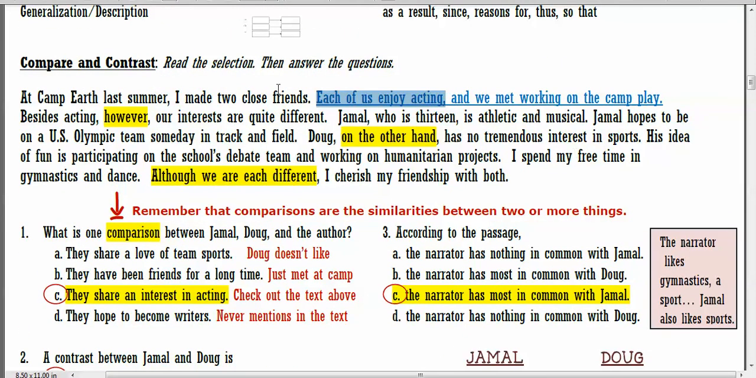A couple other things I want us to note here. You can see that I highlighted however, on the other hand, and although we are different. These again are signal or keywords for compare and contrast. My suggestion to you is, in that internal text structure foldable that you got, really read those signal words. They're going to help you so much as you explore the upcoming benchmark.